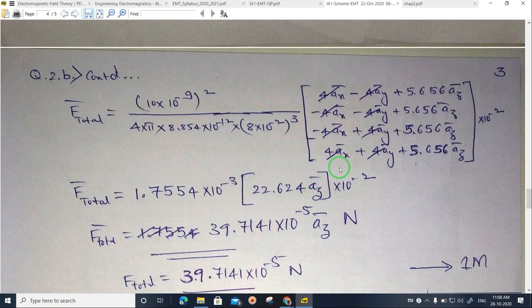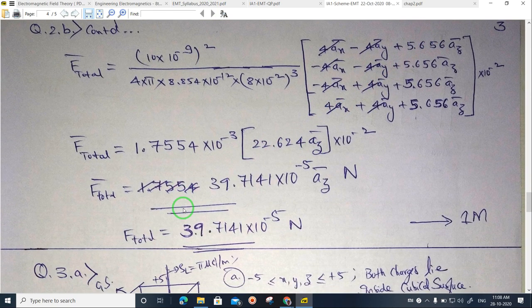After substitution, they will get cancelled. So finally you will get 3.9, or 39.7 into 10 power minus... If it is 3.9, then 3.9 into 10 power minus 4 Newton, that is the magnitude. So this is the thing.